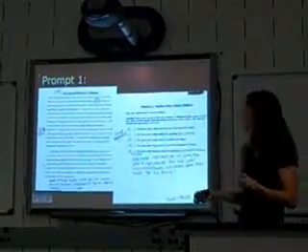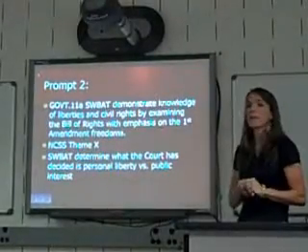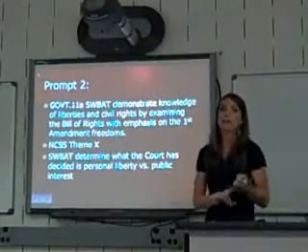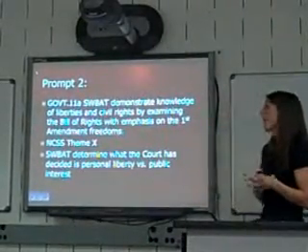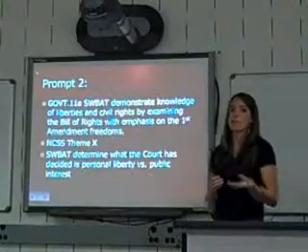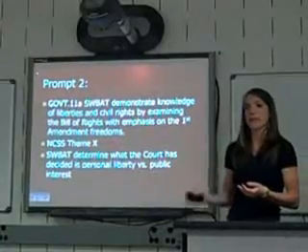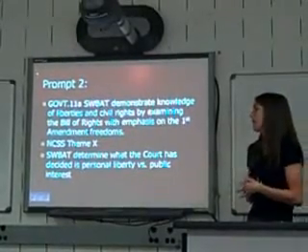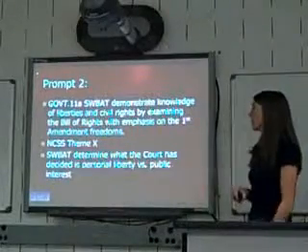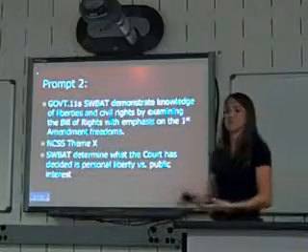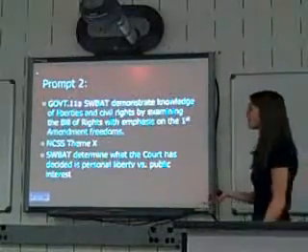The second prompt was part of the unit on constitutional rights. Primarily, we looked at the First Amendment rights. That is SOL 11A, an emphasis on First Amendment rights in the Bill of Rights. It's tied in with NCSS Theme 10, about civic responsibility. And my objective for this was that students will be able to determine what the court has decided is personal liberty versus public interest, so finding the balance there.